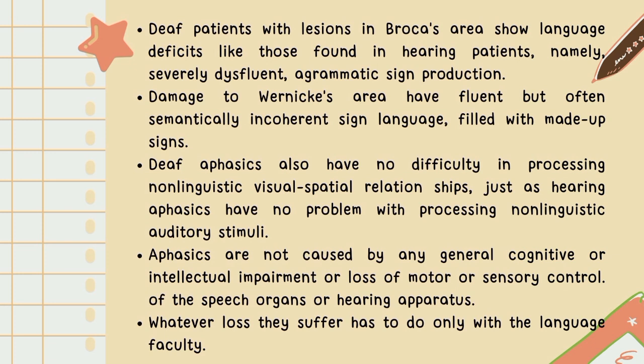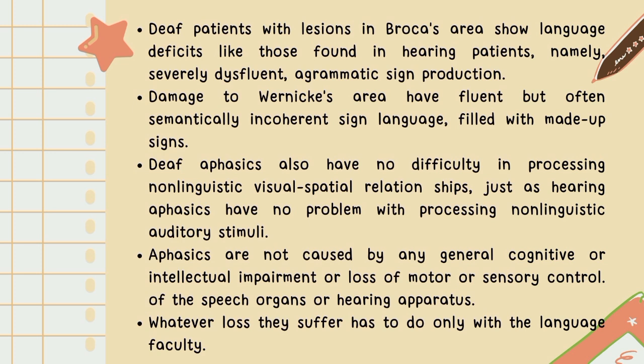Deaf people with damage to Broca's area, a part of the brain important for grammar, have trouble signing fluently and correctly, just like hearing people with the same damage. They might struggle to put signs together in the right order or use the wrong sign.